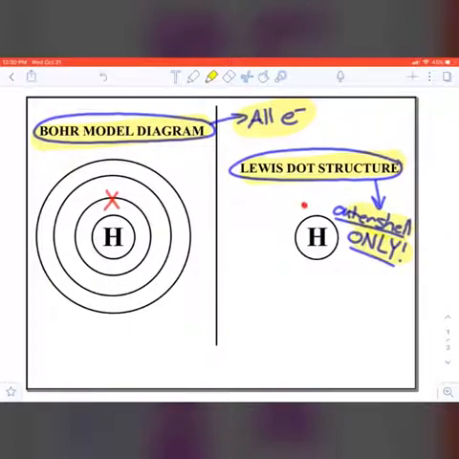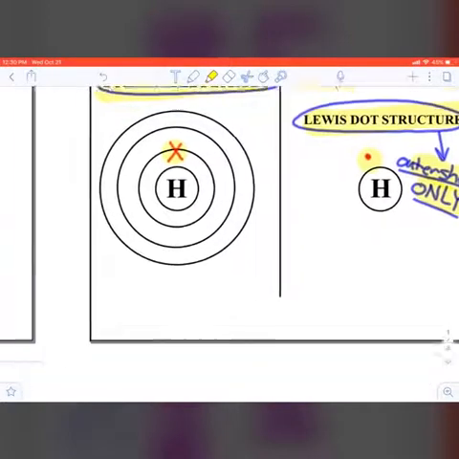So we know we'd put that 1 electron right there. And it has 1 outer shell electron, so we put that 1 here. That one's pretty easy, okay?